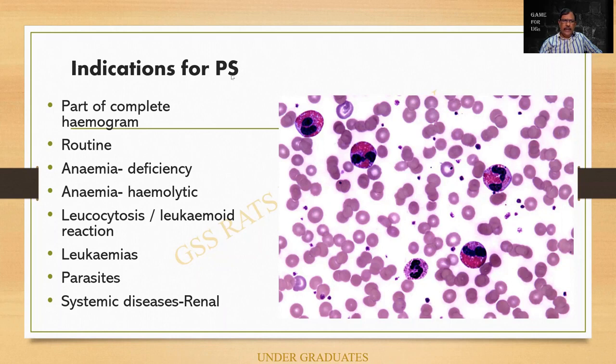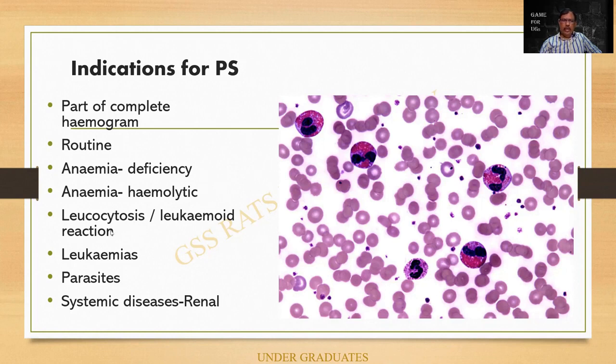A peripheral smear can be part of a complete hemogram. Complete hemogram means it is the entire hematological study that is being done. Routine, whenever the patient comes to an OP or during a master health checkup, it can be done. Any form of anemia, obviously, even if it is going to be hemolytic anemia. Therefore, you people should be careful. We will be asked the classification of anemias.